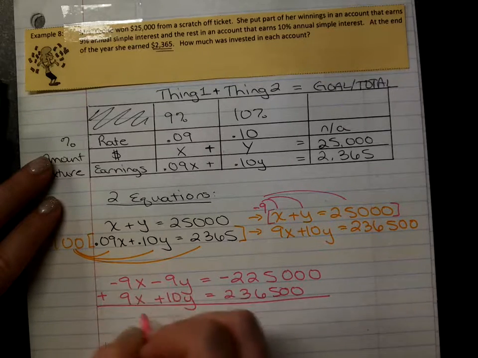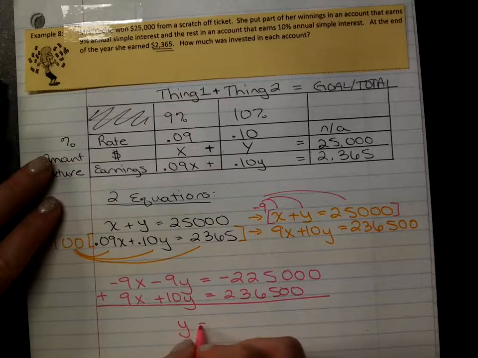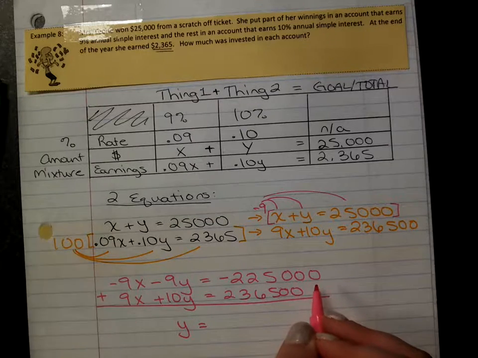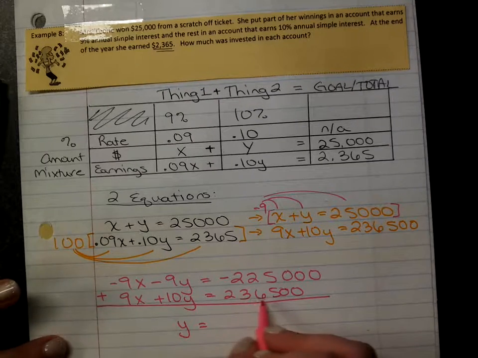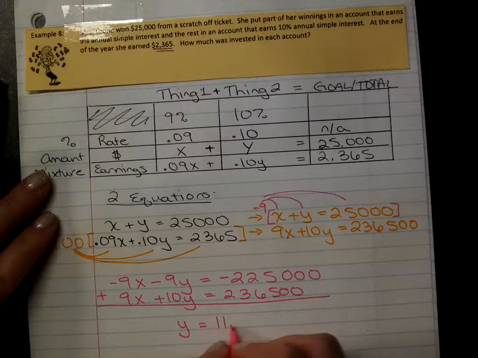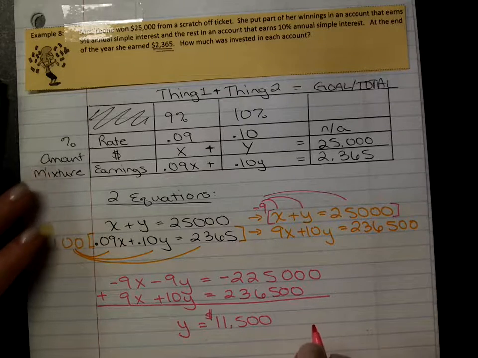Stack and add. The x's cancel. -9y plus 10y is just y. And then I do -225,000 plus 236,500, and that gives me 11,500. So I have one answer.